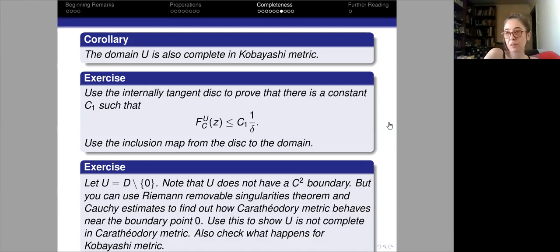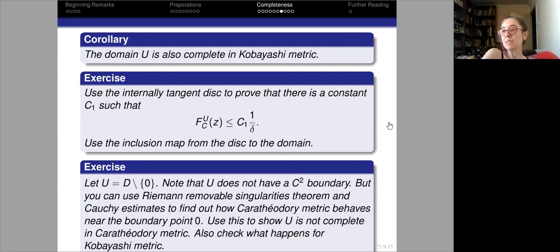U does not have a C2 boundary, but you can still use Riemann removable singularities theorem and also Cauchy estimates to find out how the Carathéodory metric behaves near the boundary point zero. On the boundary of the disk, it will behave similarly, but at the boundary point zero, things will go differently.